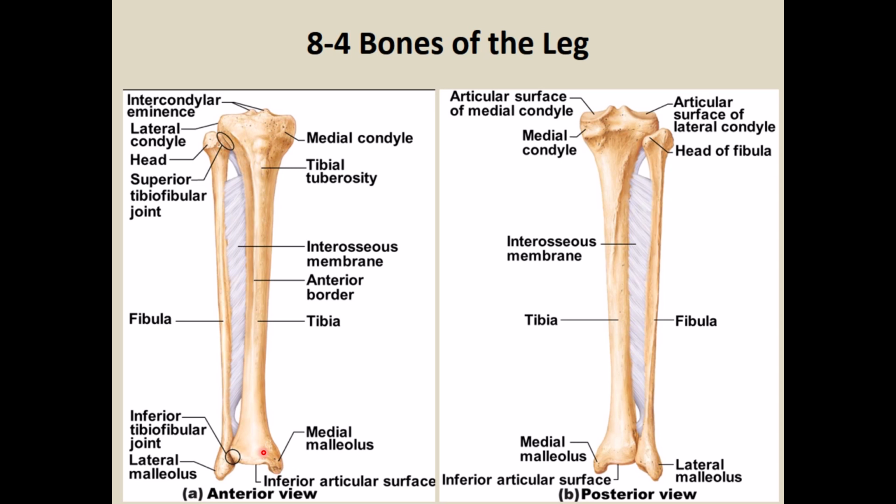has this structure. This is called the medial malleolus. If you touch your ankle area, there is some bony prominence on the medial side. There is one, and that's the medial malleolus that belongs to the tibia. There is also an articular surface here. This is an articular surface, and that articulates with the talus, which I will show you in a minute.